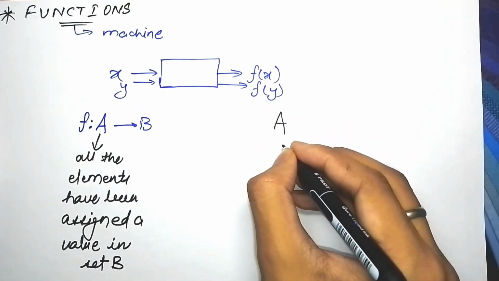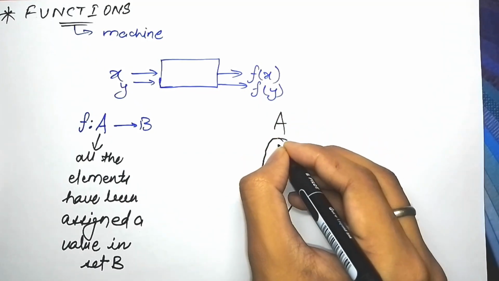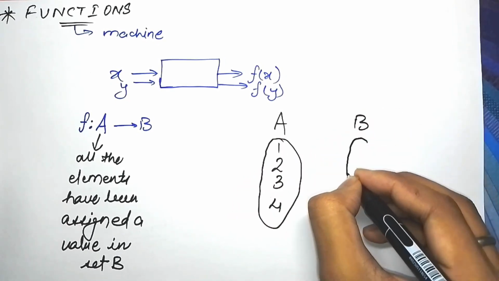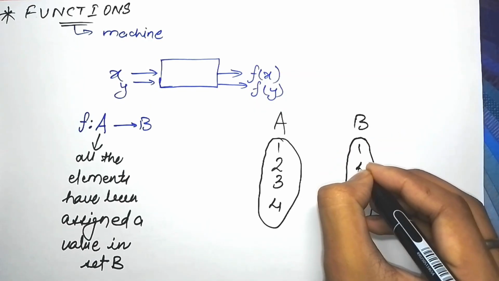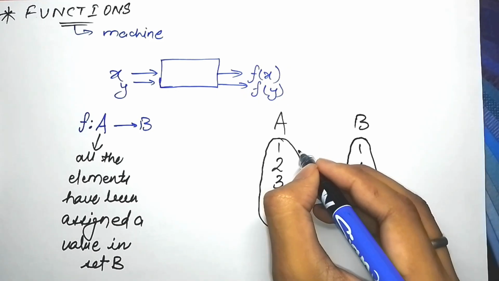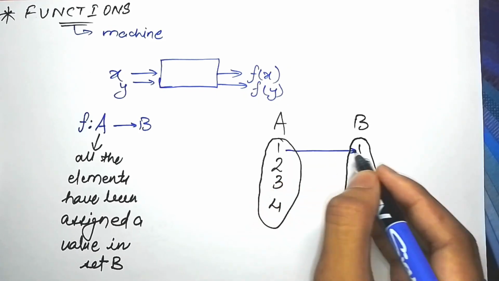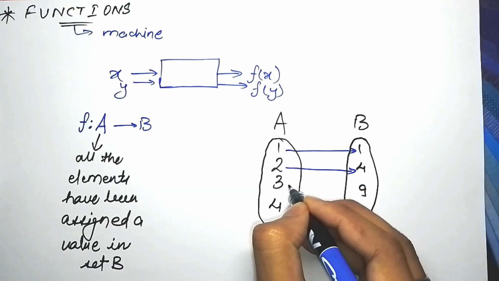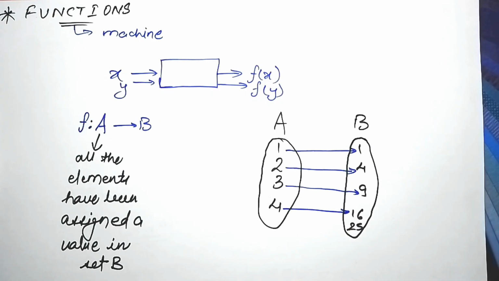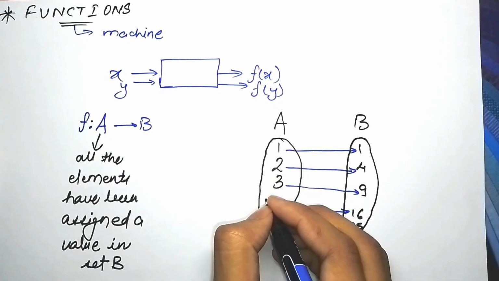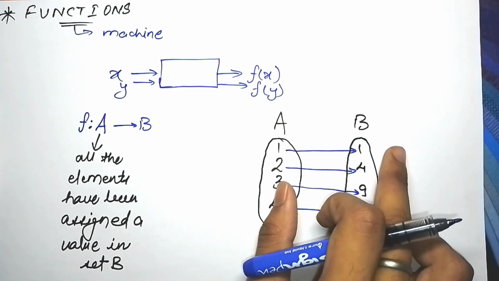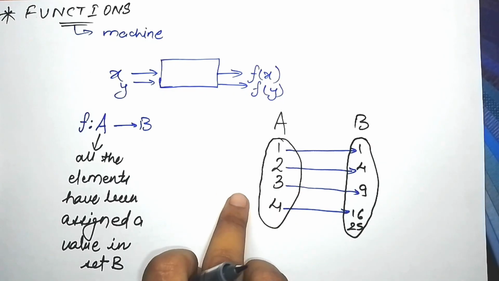Let's suppose here A is a set which has elements 1, 2, 3, 4. Here B is a set where the elements are 1, 4, 9, 16, 25. Now, here 1 corresponds to 1, 2 corresponds to 4, 3 from set A corresponds to 9 in set B, and 4 from set A corresponds to 16 in set B. So now here you can see that all the elements of A have some value assigned in set B, but it is not required that every element of B has one of elements in A.